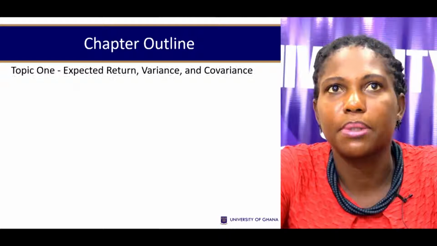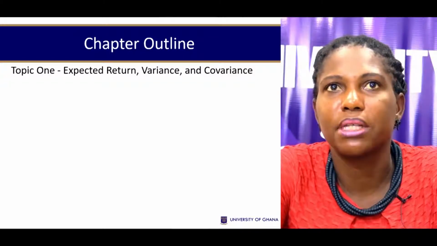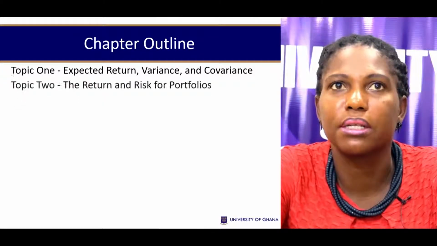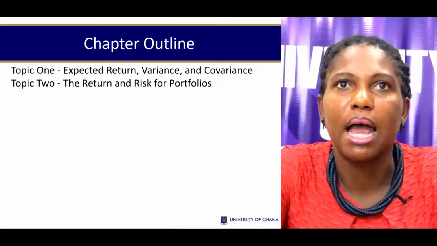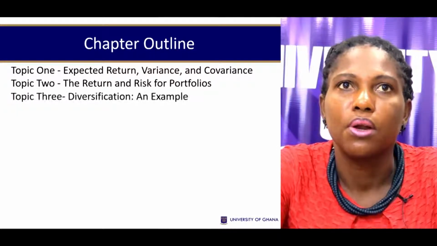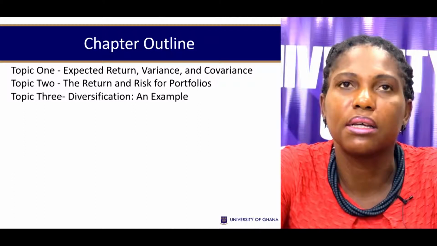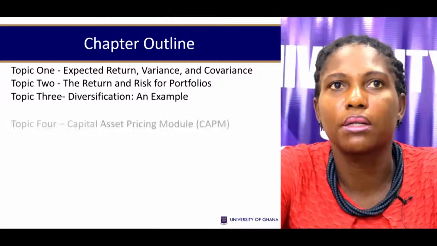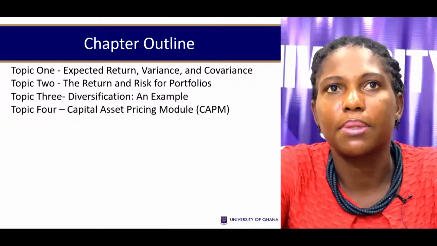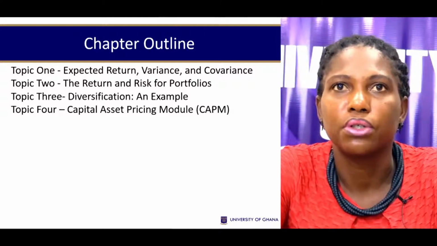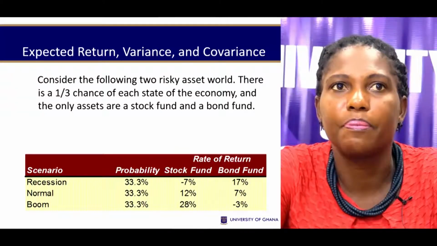So our basic chapter outline will be to look at the expected return, variances and covariances. We want to look at the return and risk for portfolios, look at how diversification feeds in, and we'll take an example on that one. And then we're going to look at the capital asset pricing model, shortly referred to as CAPM.